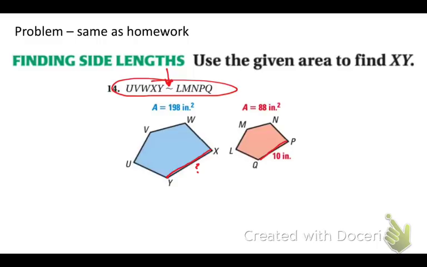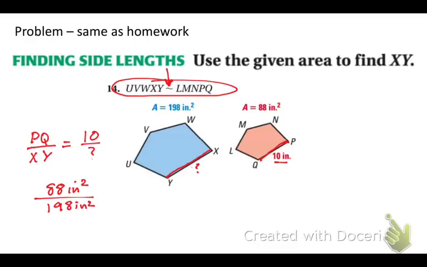That's line XY. So PQ over XY, the ratio of these two sides, is going to be equal to 10 over the question mark, and that's what we're looking for. But we're given the two areas, so how do we get from the areas to the sides? Let's set up the ratio from smallest over largest. The area of the smaller one is 88 inches squared over the larger one, 198 inches squared.